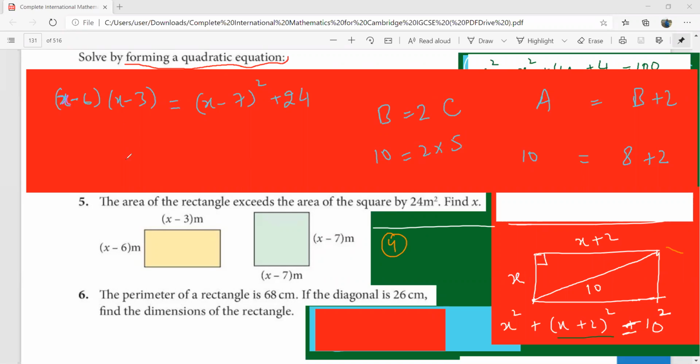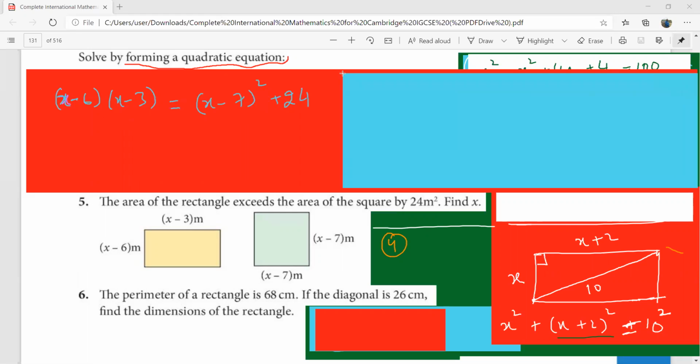Like in this question, he was saying the area of the rectangle exceeds the area of the square by 24. So that means the area of the rectangle is more. If you want to equate that with the area of the square, you have to add this 24 to the area of the square here. Now you can open this, simplify this, and solve this. I'm just interested in your ability to form the equations.